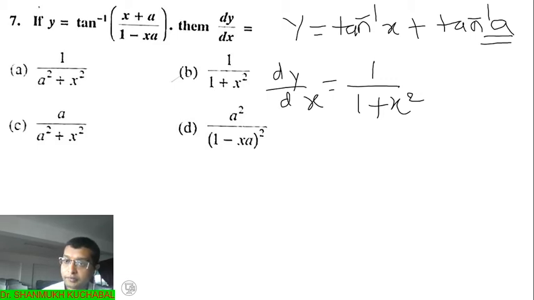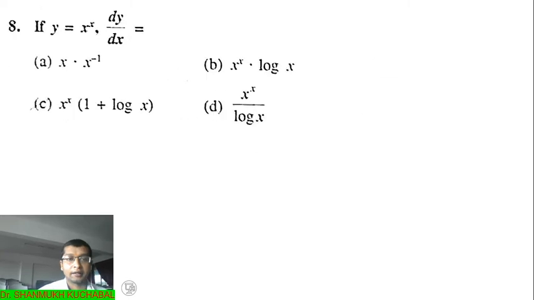Constant differentiation is 0. Therefore second term differentiation we write it as 0. Therefore dy by dx equal to 1 plus x square. Therefore option B is the right answer. Okay, so next, if y equal to x raised to x, then dy by dx we have to calculate.